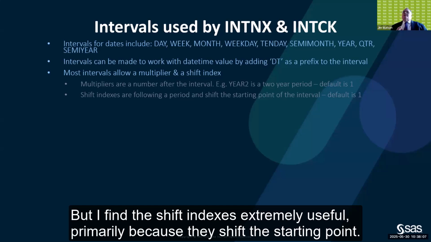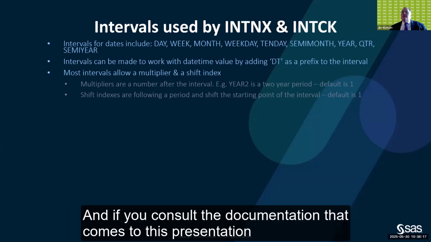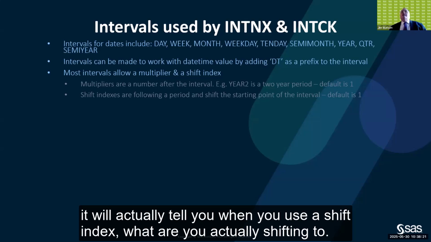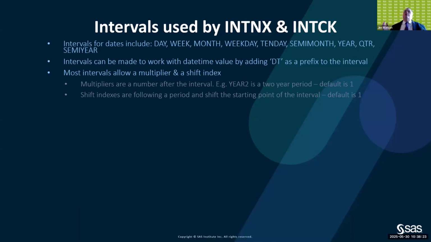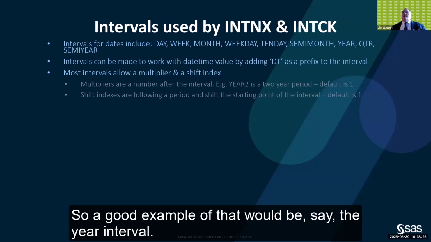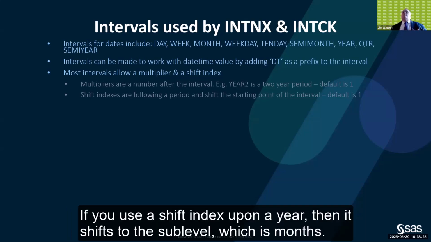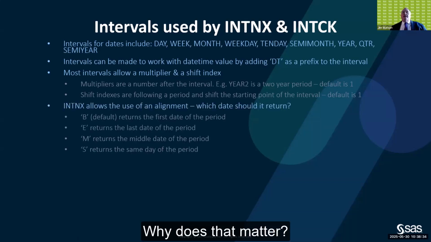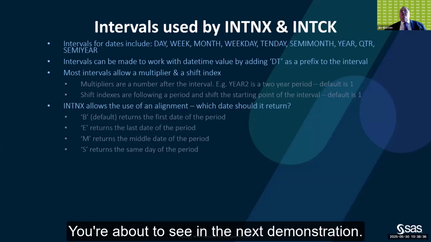But I find the shift indexes extremely useful, primarily because they shift the starting point. And if you consult the documentation that comes with this presentation, it will actually tell you when you use a shift index, what you are actually shifting to. A good example of that would be the year interval. If you use a shift index upon a year, then it shifts to the sub-level, which is months. Why does that matter? You're about to see in the next demonstration.